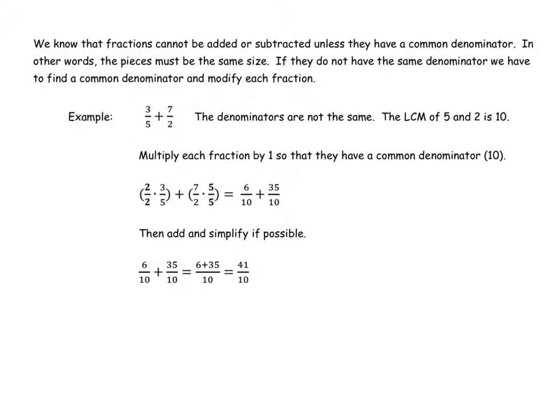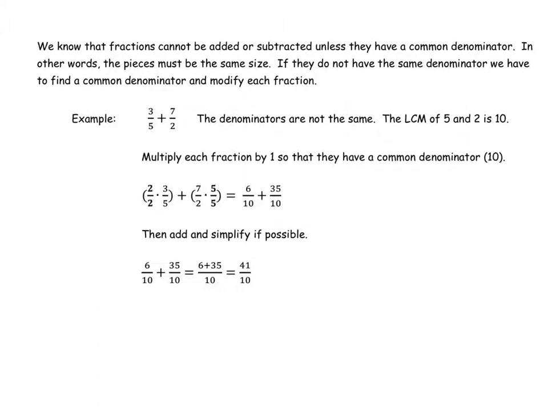So this is really just me going over the investigation that we did in class. We know that fractions can't be added or subtracted unless they have a common denominator. If they don't, we can find a common denominator, and that can happen a number of ways. So if I have 3/5 plus 7/2, those denominators are not the same. LCM, what that's called is the least common multiple.